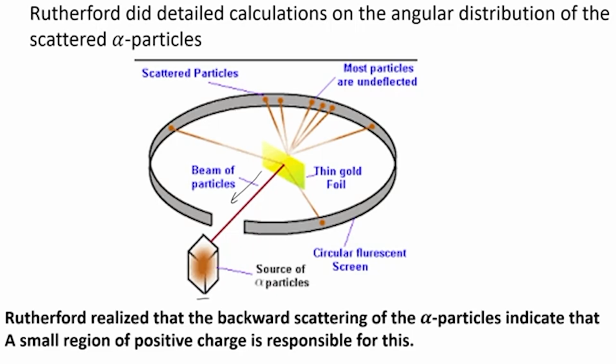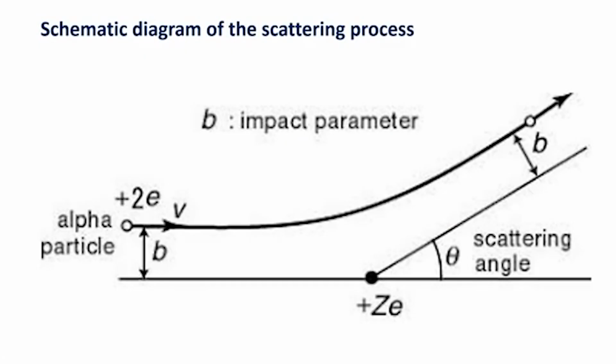So, Rutherford realized that the backward scattering of the alpha particles indicates that there is a small region of positive charge which is responsible for this, and this led to the discovery that the protons and also the neutrons are there inside this positive region.